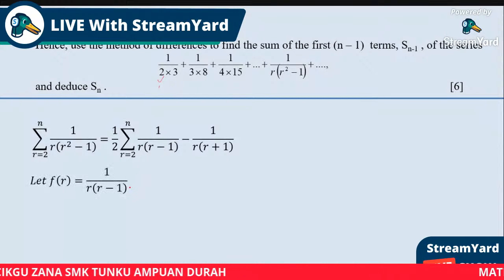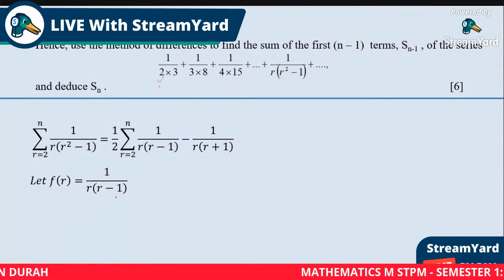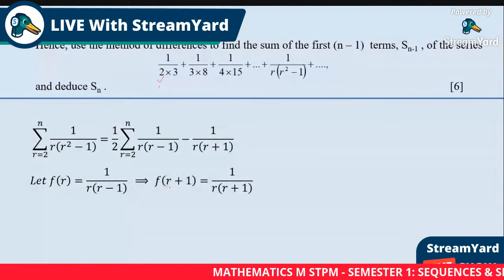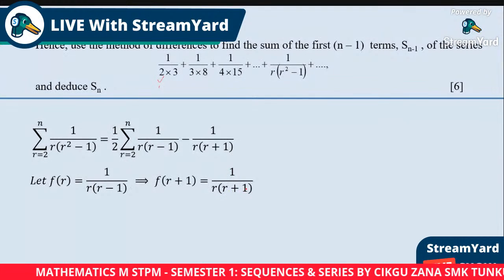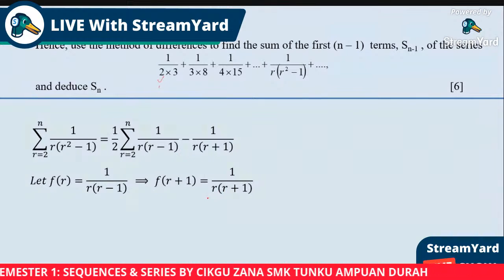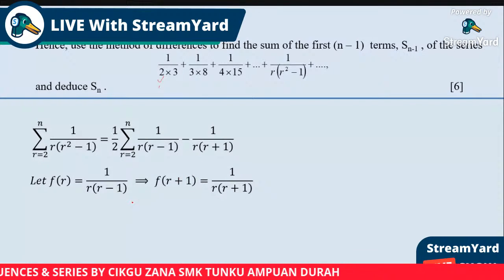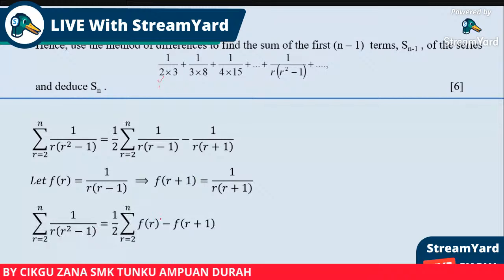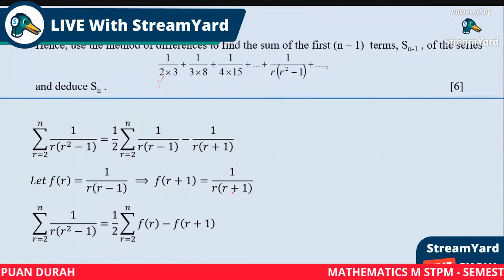Only a few of you define your function of r as 1 over r minus 1, so that f(r+1) becomes 1 over r plus 1. Because it says if u_r can be expressed as this, then we can apply the method of differences. So you have to show how you got it.